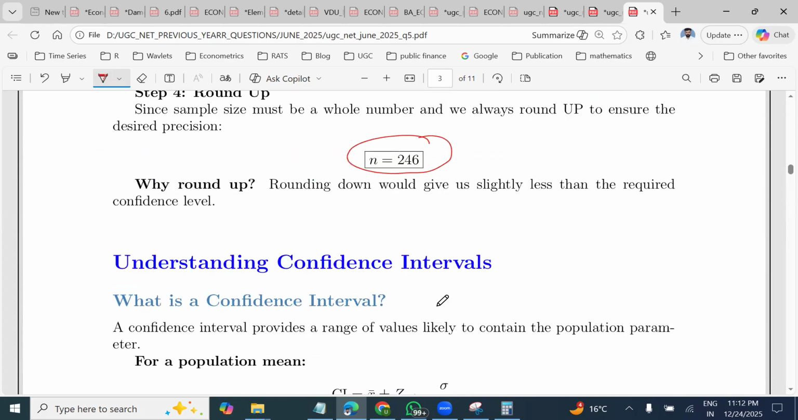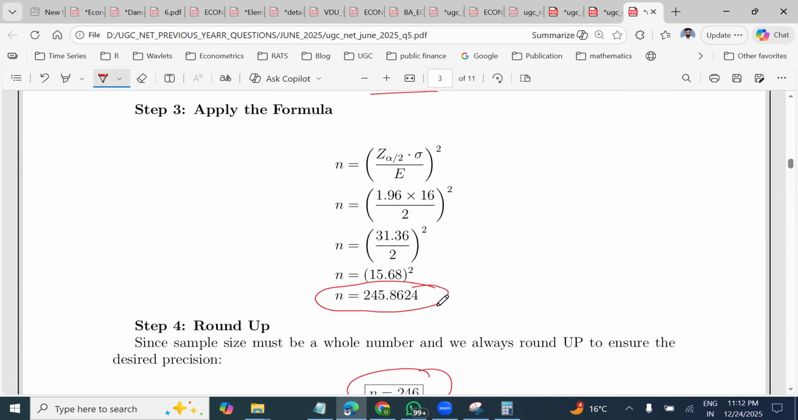So what you can remember is this sample size formula you have to remember. This is the takeaway. This is important. And it is not that difficult to remember, I think. Z alpha by 2 into sigma upon error, squared.